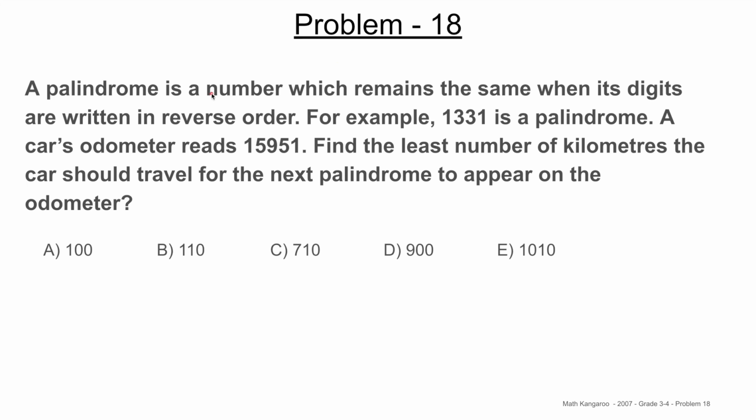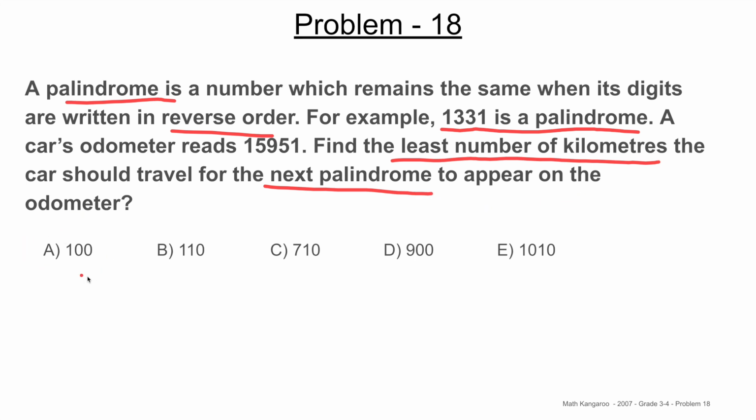Problem 18. A palindrome is a number which remains the same when its digits are written in reverse order. For example, 1331 is a palindrome. A car's odometer reads 15951. Find the least number of kilometers the car should travel for the next palindrome to appear on the odometer. These are our options. Our car's odometer reads 15951. We need to find the next palindrome.